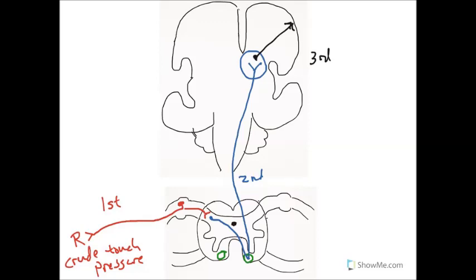So what do we see about this? It carries crude touch and pressure. It crosses over at the level of entry. Its third order neuron comes to the primary sensory cortex at the post-central gyrus. And that is what's important about what they carry, where they cross over, where they end. And then I will give you an important thing at the end and walk you through something very crucial about whether or not you're aware of it.